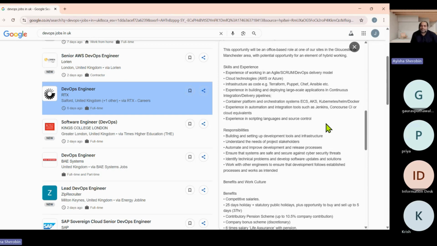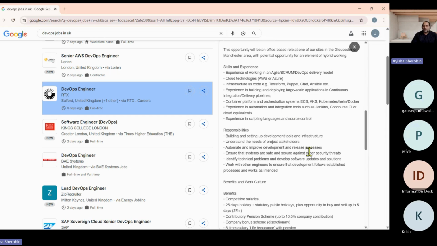The skill set they are looking for is Agile, Scrum, DevOps, AWS, Azure, Terraform, Ansible, and also knowledge of cloud services like ECS and AKS. AKS comes under Azure Kubernetes Service. Kubernetes and Docker are very important, and Helm is also a part of Kubernetes. We generally use Helm for Kubernetes and a CI/CD tool like Jenkins, which is a continuous integration and continuous delivery tool.